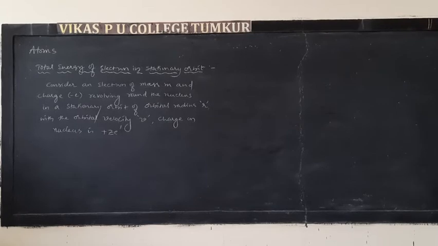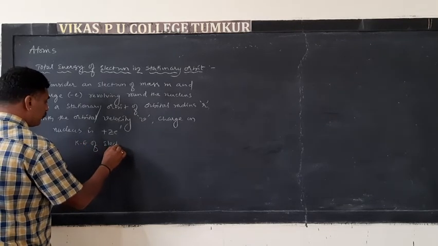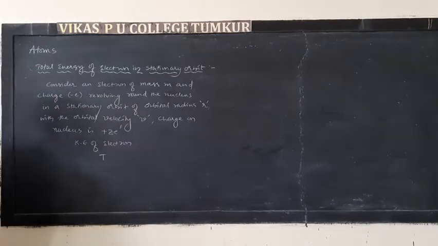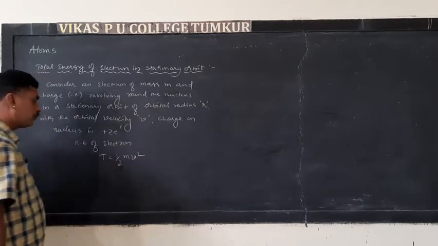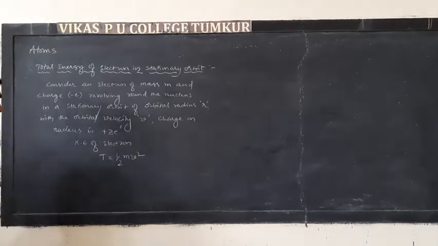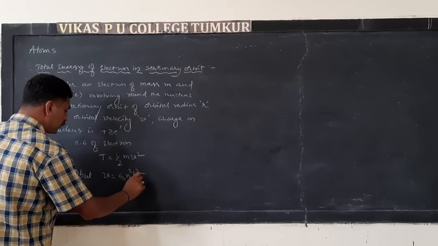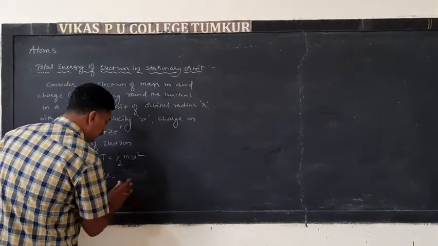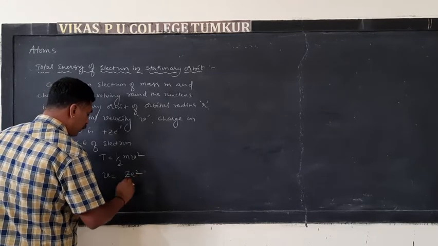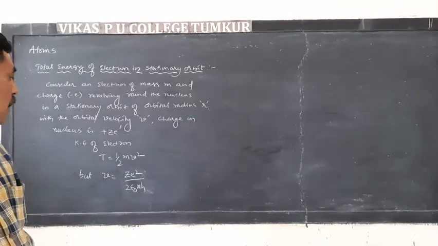We already know the formula for any kinetic energy, half mv². So I will now find the kinetic energy of the electron. Let me represent the kinetic energy by T, and this will be half into mv². But we already know that v is equal to Ze² by 2 epsilon naught nh. This formula is very familiar to you. We have already derived this formula.